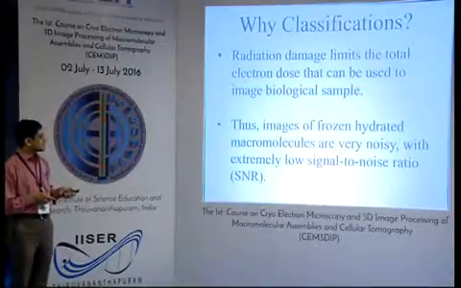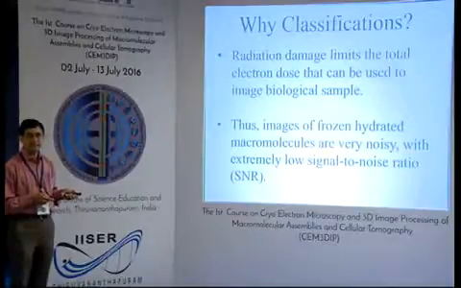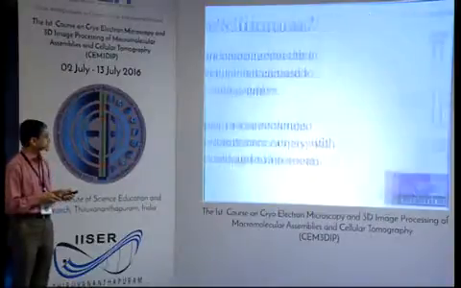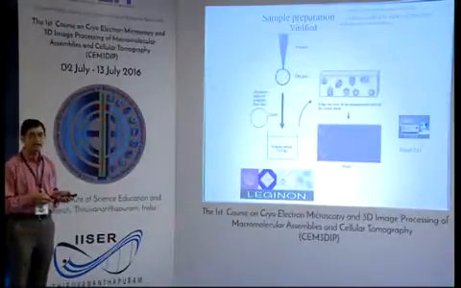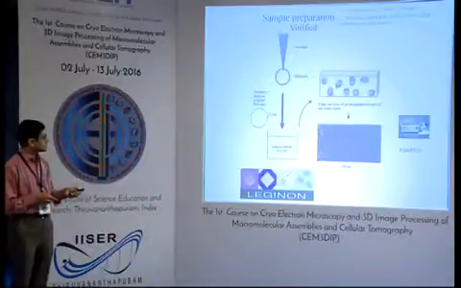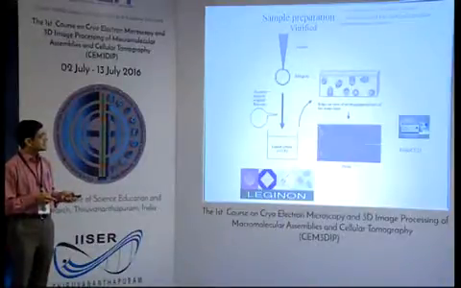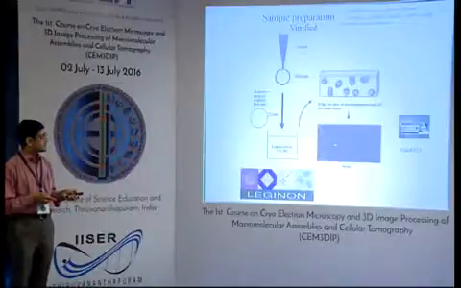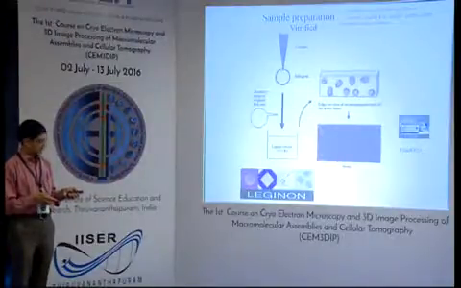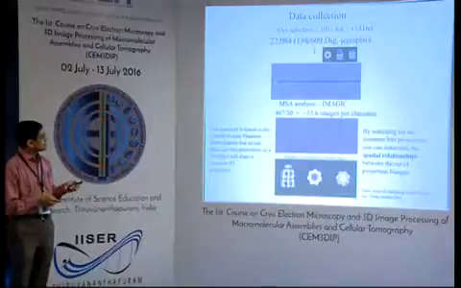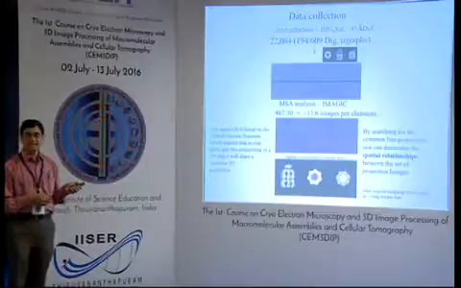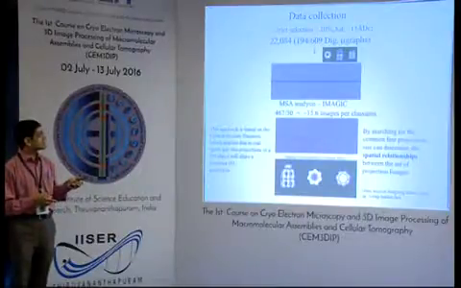Thus, images of frozen hydrated macromolecules are very noisy, with extremely low signal to noise ratio. So that's the reason why we do classification. Why is it extremely noisy? As you see, when you plunge freeze the grid and then take an image in TEM, this image has lots of GroEL particles with end views and side views here. You can see GroES also along with the GroEL. These are the actual real single particles, which are aligned with respect to the references shown here.